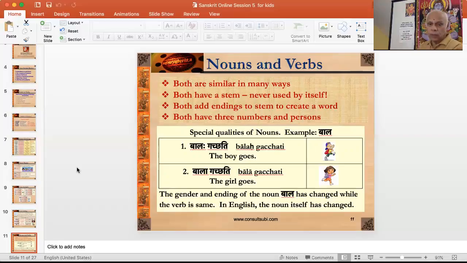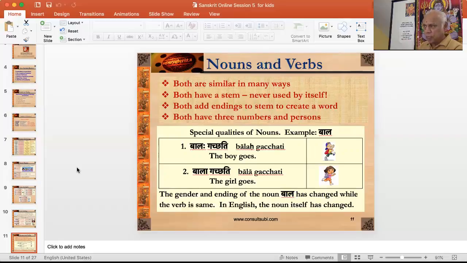Now, some qualities of nouns you can see. For example, bala. See, balaha gacchati. When you say balaha, it means a boy. Gacchati goes. Same bala, if you make bala instead of balaha, it becomes a girl. Bala gacchati means the girl goes. So here, the gender and the ending of the noun bala change, even though the verb is the same, gacchati. But in English, you see the noun itself has changed from boy to girl. Here, balaha, bala, it defines a boy and a girl.